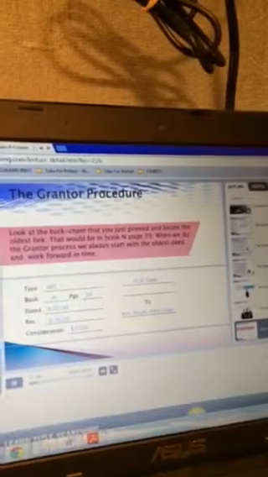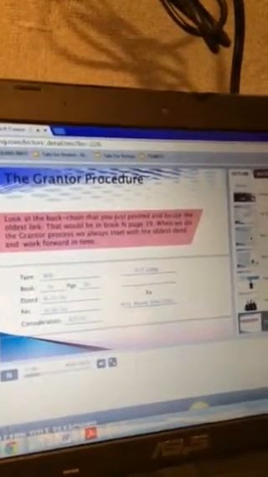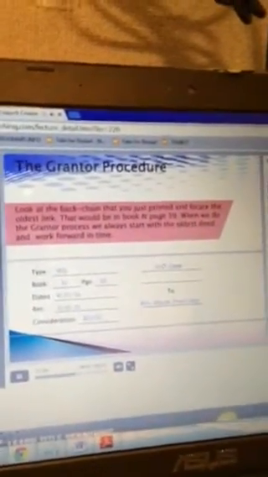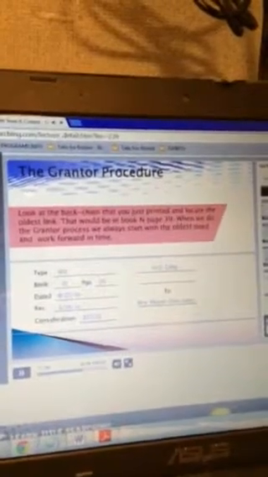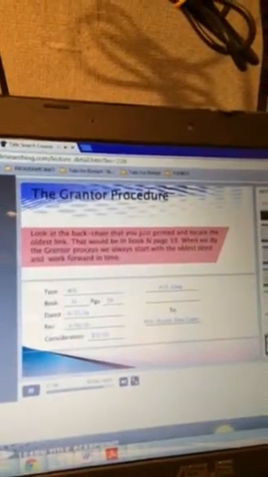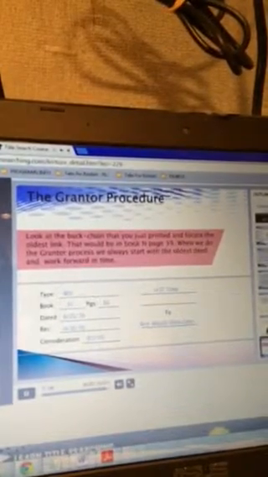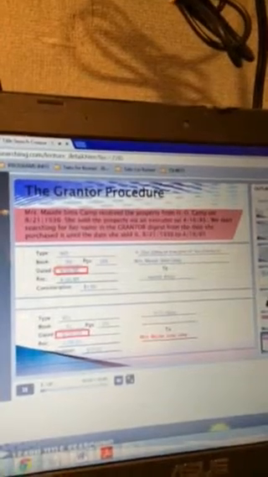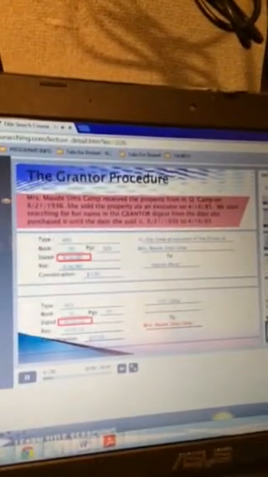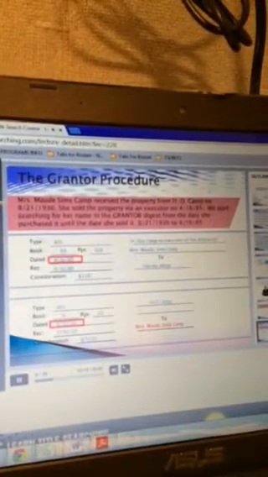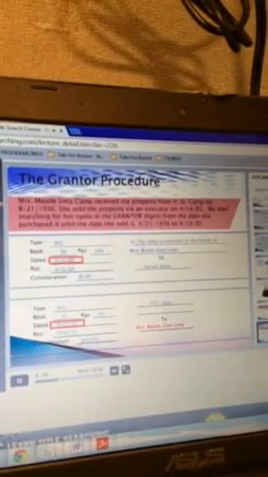Look at the back chain that you just printed and locate the oldest link. That would be Book N, page 39. When we do the grantor process, we always start with the oldest deed and work forward in time. This would be Mrs. Maud Sims Camp. Mrs. Maud Sims Camp received the property from H.O. Camp on 8/21/1936. She sold the property via an executor's deed on 4/16/85.